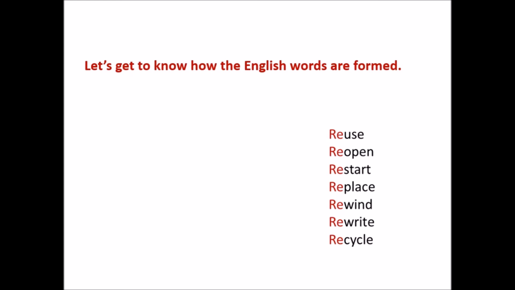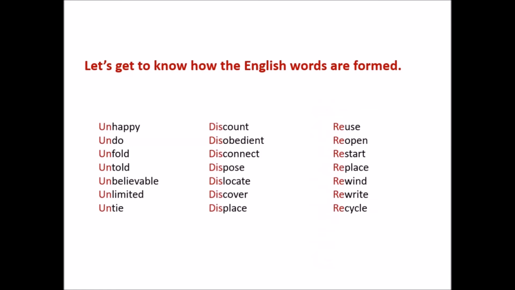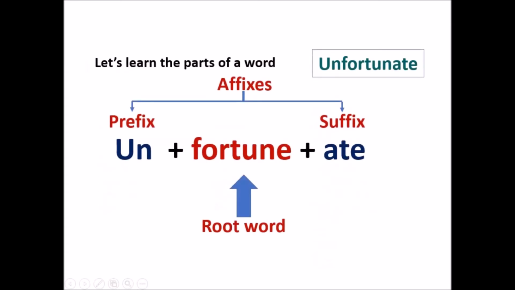So we can add a few letters at the end of the word and in the beginning of a word to form a new word. Now the letters we add in the beginning and at the end are called affixes. Affixes are of two types. One is prefix, the letters we add to the word in the front or in the beginning of the root word, and suffixes are the letters we add at the end of a root word.